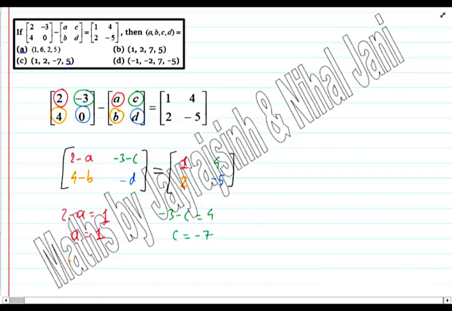The next term is 4 minus B should be equal to 2, so we can say B is equal to 2. And the last term is minus D should be equal to minus 5, so we can say D is equal to 5. So the value of A, B, C and D should be 1, 2, minus 7 and finally 5. So option C is your final answer.